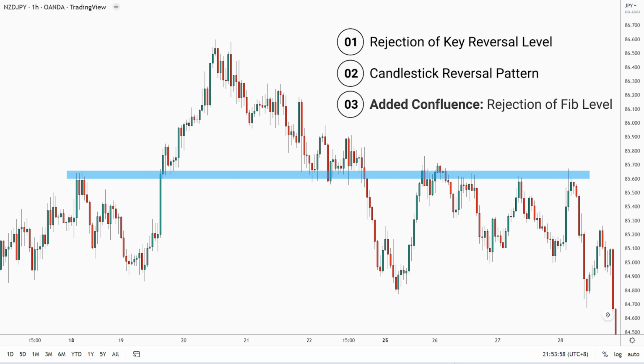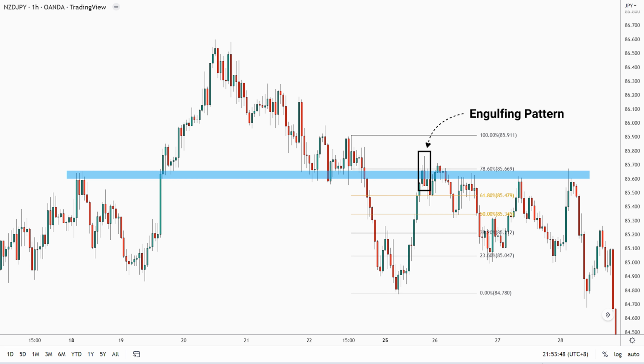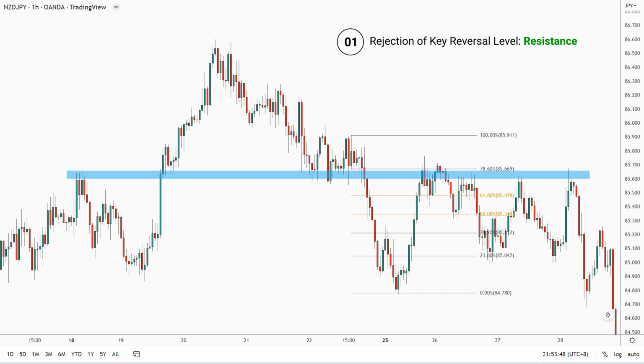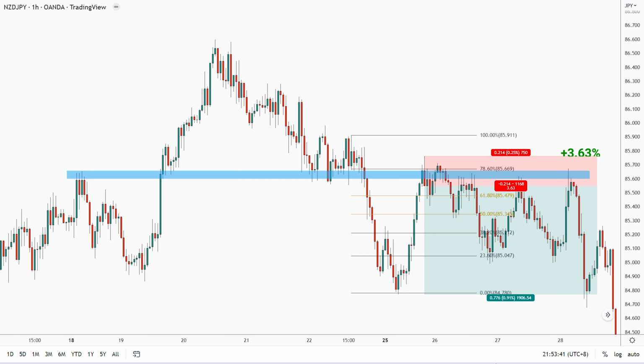First off, the Fibonacci retracement. Here, we could see that a bearish engulfing pattern had appeared, rejecting the resistance level and, in addition, the 78.6% Fibonacci level. Again, for our trade entry, we had rejection of resistance level, formation of bearish engulfing pattern, and rejection of 78.6% fib level. This trade entry checklist would be enough for confirming a sell entry. By targeting the last lower low, we would have gained 3.63% at 1% risk.